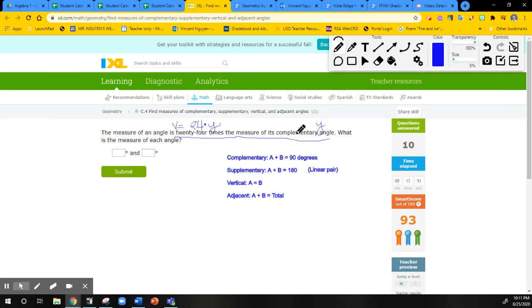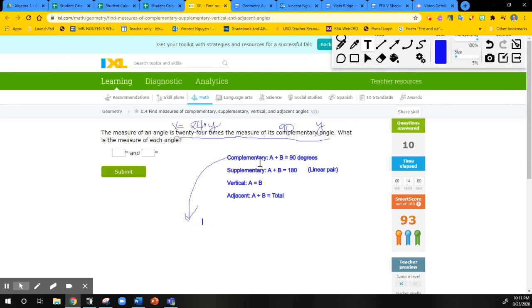And then what is the measure? Well, complementary means 90, right? So here we're going to be using this relationship, and we're going to set up the equation. Angle A is x, but x is 24y, plus angle B is y, equals 90. So I'm pretty much using the complementary relationship here. Angle A, which is x, is 24 times y.